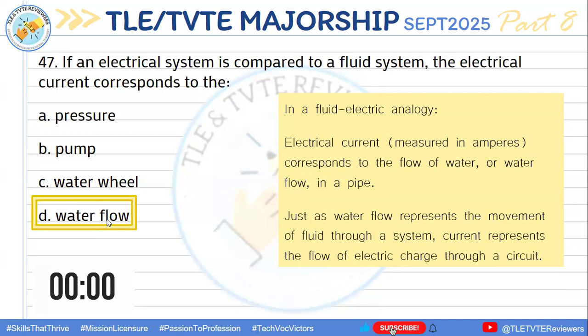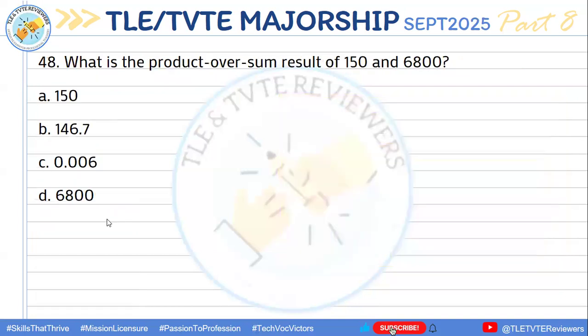For letter A, pressure, this is incorrect because pressure in a fluid system is like voltage in an electrical system, as it pushes the flow. Letter B, pump. A pump adds energy like a battery or voltage source to drive the flow. And letter C, water wheel. Still incorrect, because a water wheel would be comparable to a load, like a motor or light that uses the energy in the flow. So answer letter D, water flow.